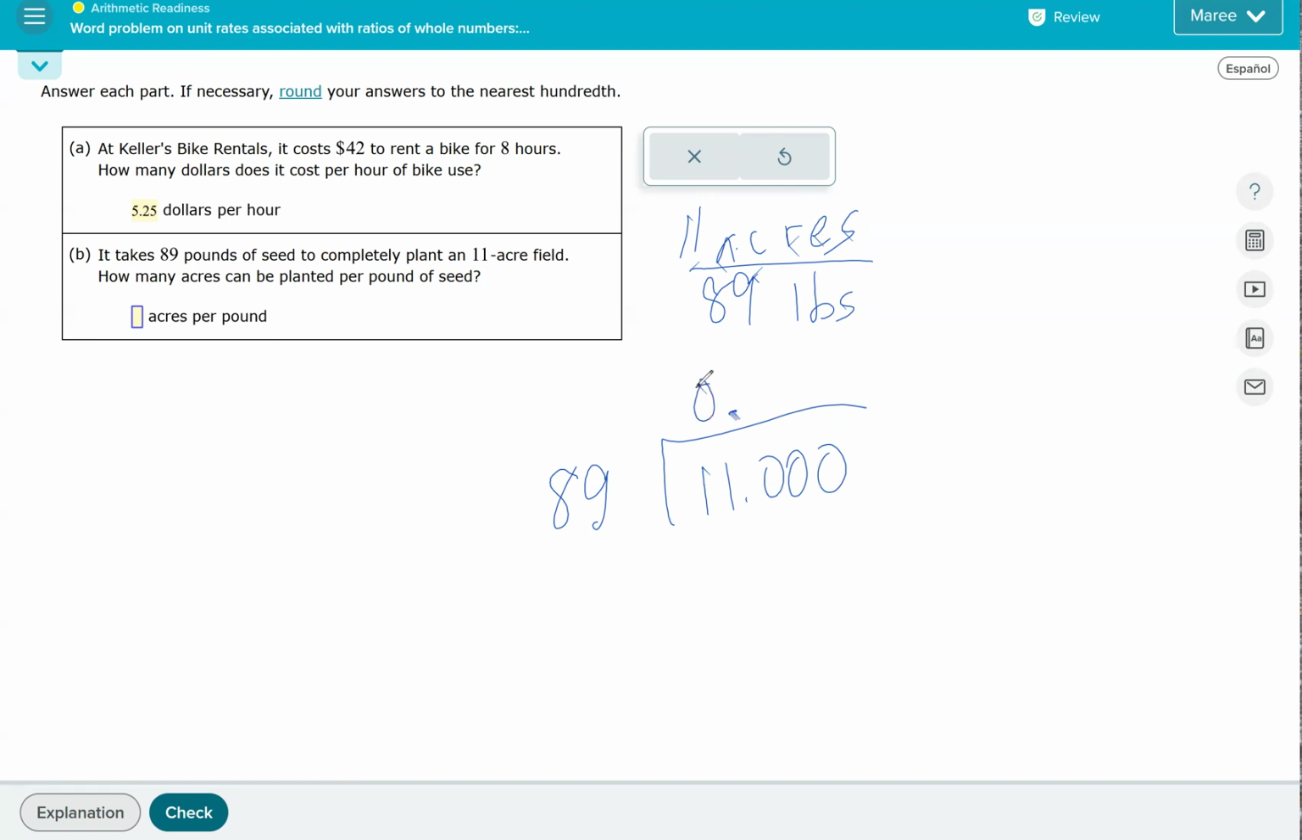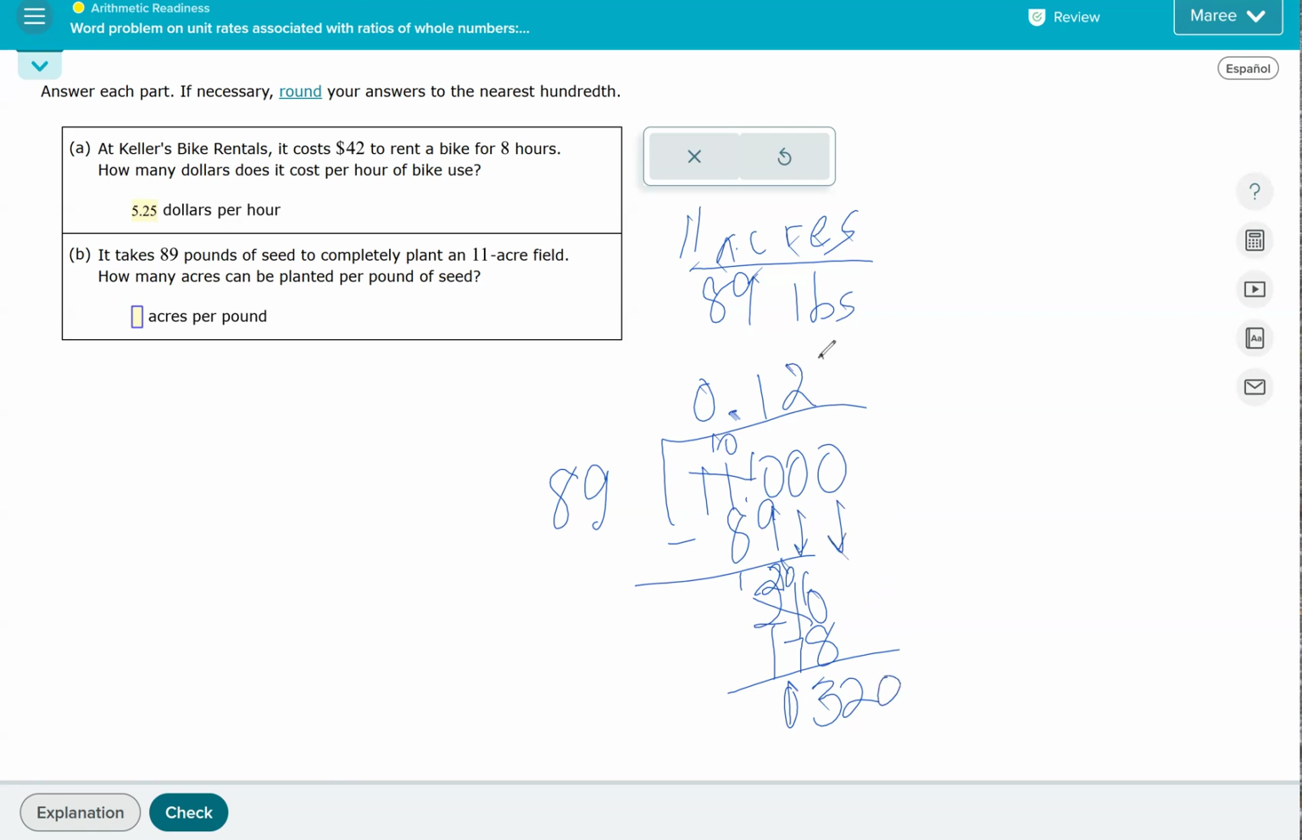89 does not go into 11. It goes into 110, I believe, one time. We'll subtract, ignore that decimal there. We don't need it anymore. 1, 2, 1. Bring down the 0. Let's see, 89 probably goes into 210 twice. So we'll do that. 2 times 9 is 18. Carry the 1, 16, 17. Subtract. Oh, nope, that's going to be 0 because we have to borrow again. 32. Okay, bring down.